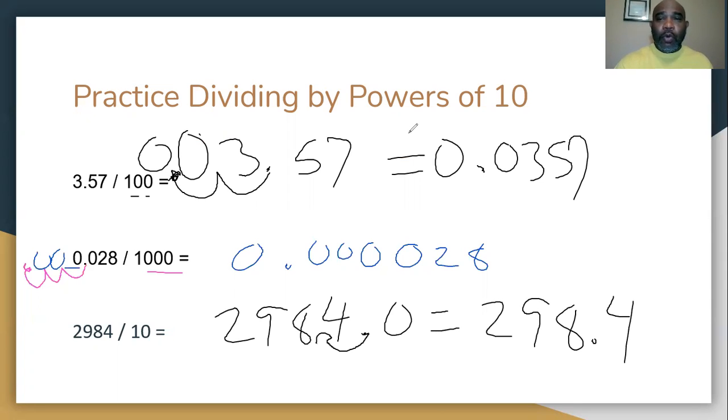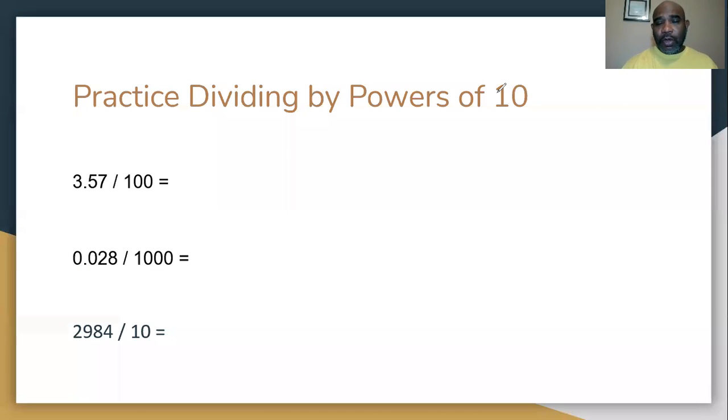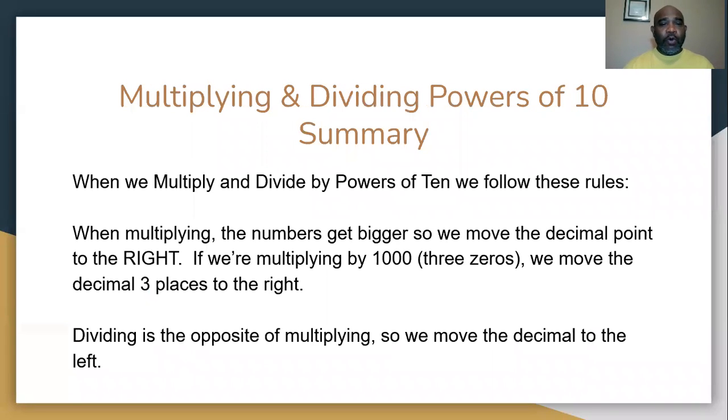Simple. So when we're multiplying, we're getting bigger, so we're going to move our decimal to the right. When we are dividing, we're getting smaller, so we move our decimal to the left. And that's what our summary slide says, guys. When multiplying, the numbers get bigger, so we move our decimal to the right. When we're dividing, our numbers get smaller, we move to the left. So dividing, opposite of multiplication, so we move the opposite direction.